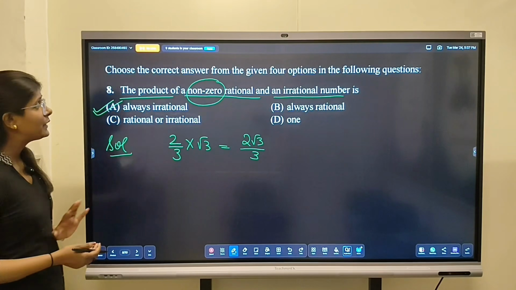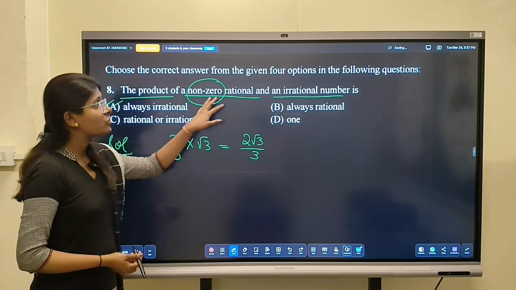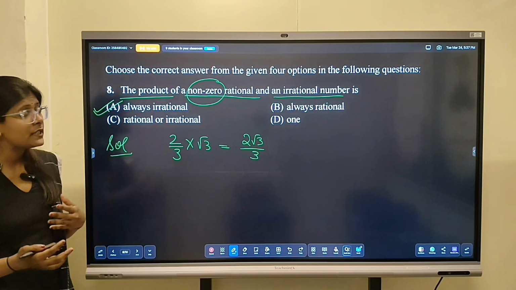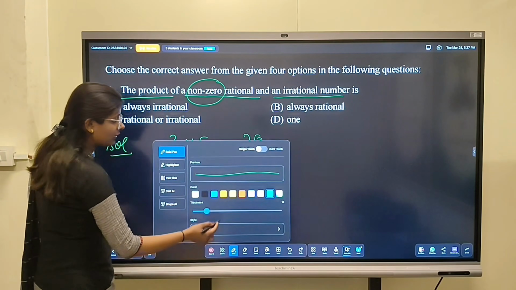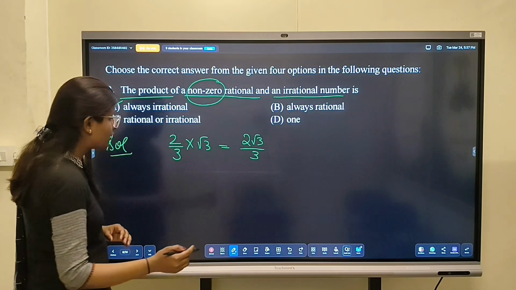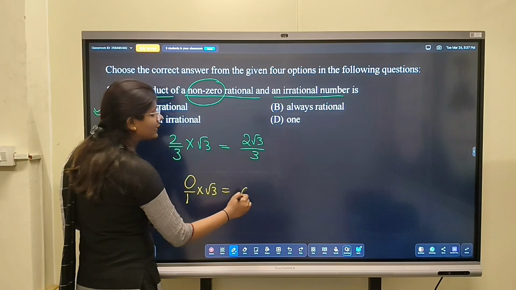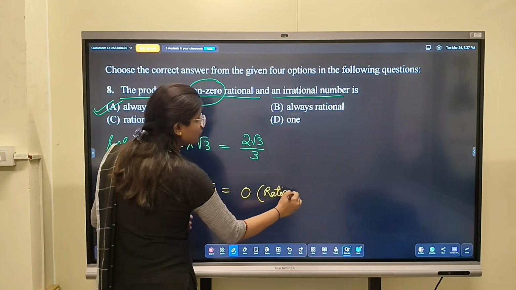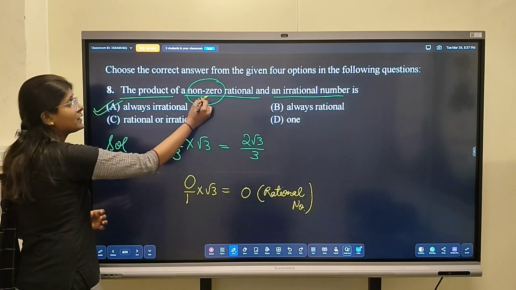Okay, so option A would be the correct answer. For example, if there is a rational number and an irrational number written as a product, then you can say sometimes rational, sometimes irrational. Because just to make it clear for you, in case it's not mentioned that it is a non-zero rational number, you would have to take 0. And when you multiply it by root 3, it would be 0, which is nothing but a rational number. So just one word is very important, that is non-zero.